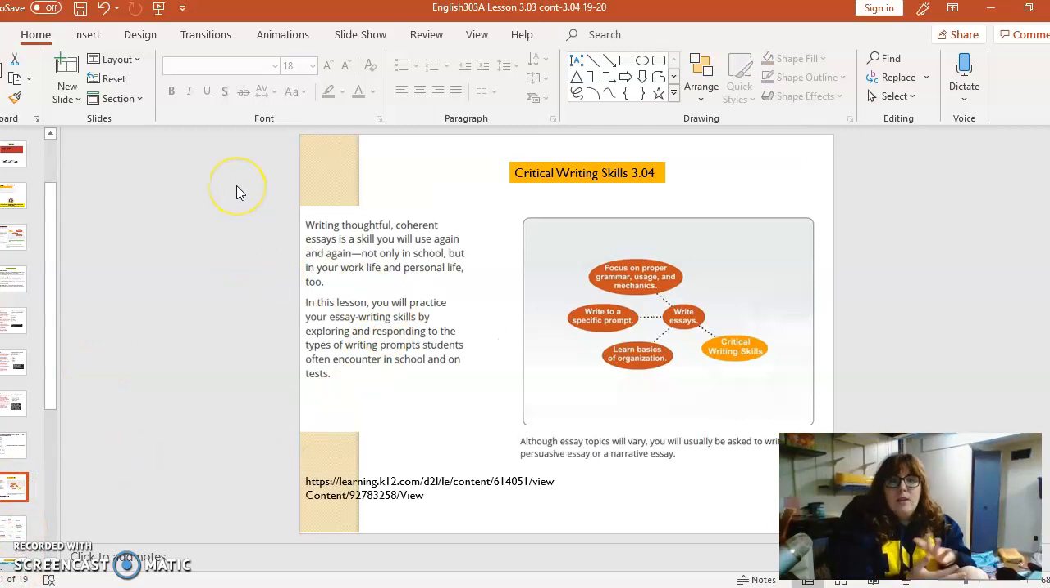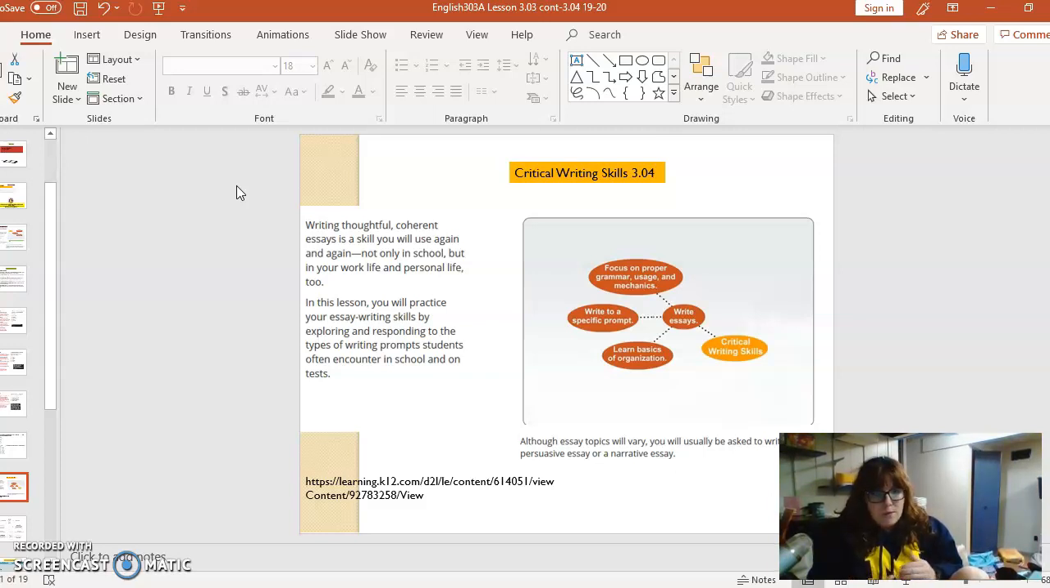All right, so writing thoughtful, coherent essays. It's a skill you're going to use in the SAT. It's a skill you're going to use in school, in life, when you have to write to a potential employer, explaining why you want the job. You need to have good critical writing skills. Applying for any kind of training, whether it's going to electrical school or college, you're going to need to be able to write.